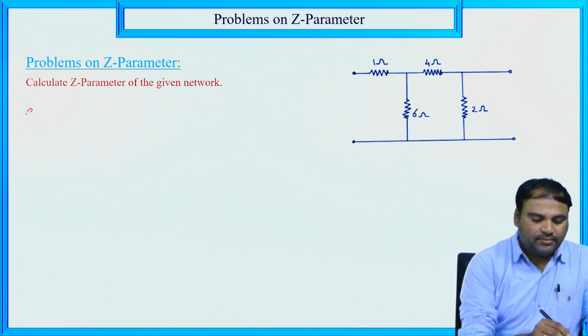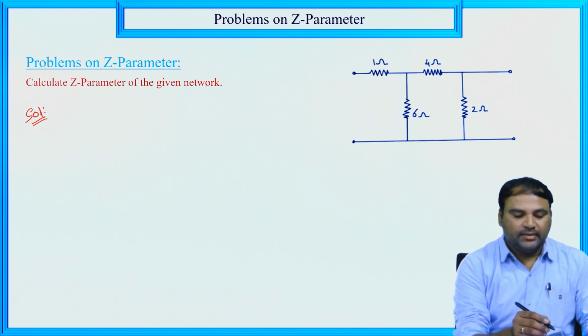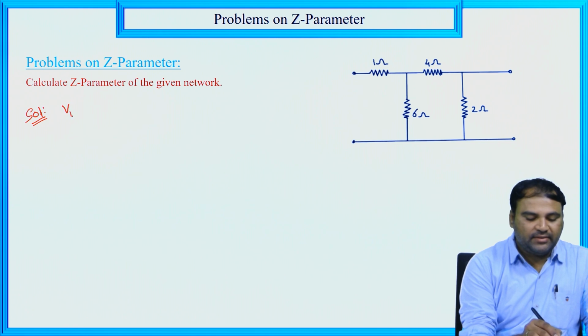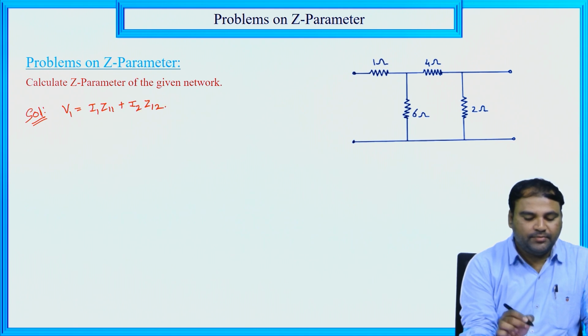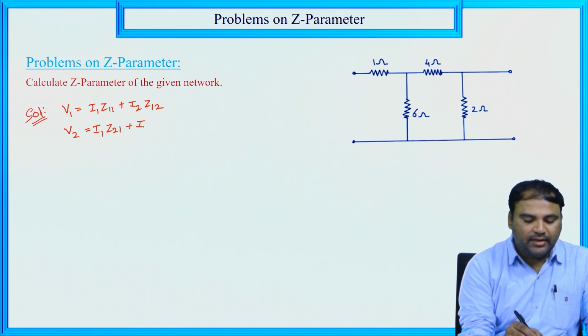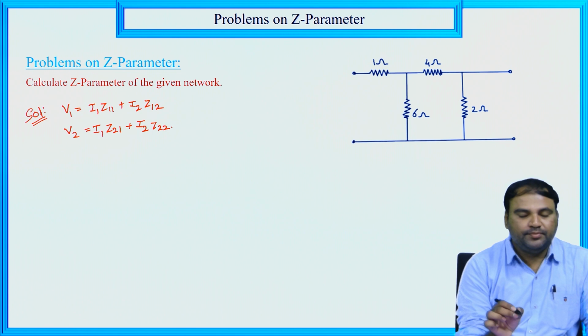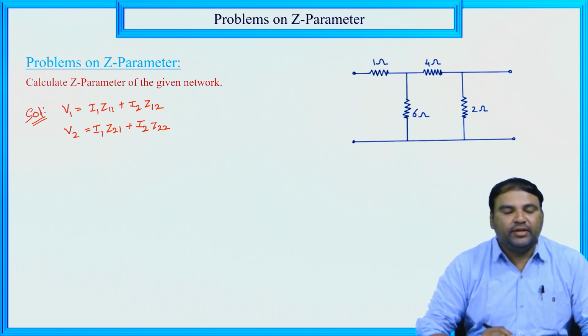For this, first we have to write the Z parameter equations. The equation is V1 equal to I1 Z11 plus I2 Z12. That is the input voltage, and the second port voltage equation is V2 equal to I1 Z21 plus I2 Z22. These are the input voltage and output voltage of the given Z parameters.